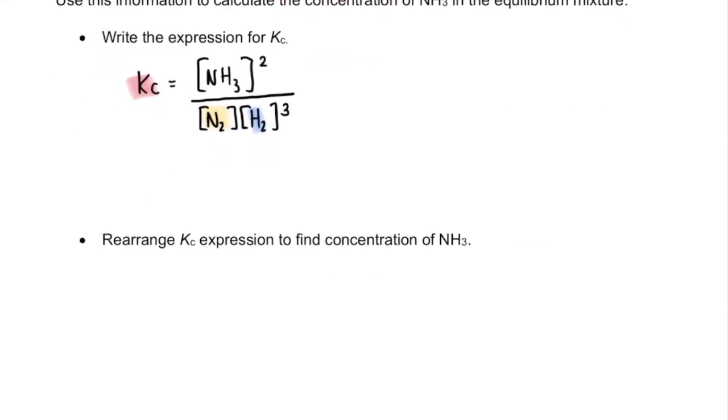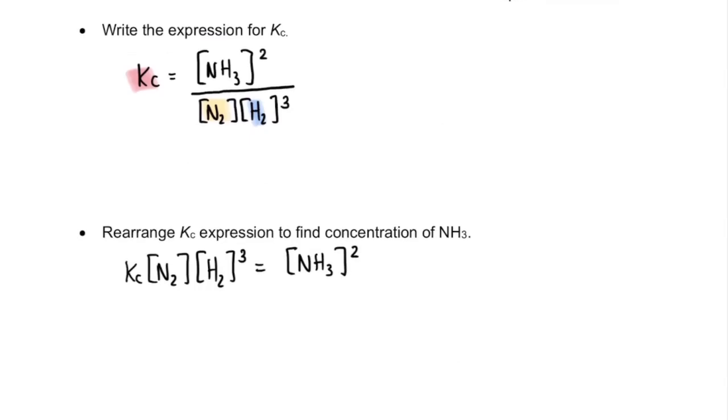So the first thing I'm going to do is multiply up both sides by the concentration of nitrogen and the concentration of hydrogen cubed. The effect of doing that, if I multiply both sides by it, is they will disappear off the bottom line on the right, and then they will appear on the top line on the left.